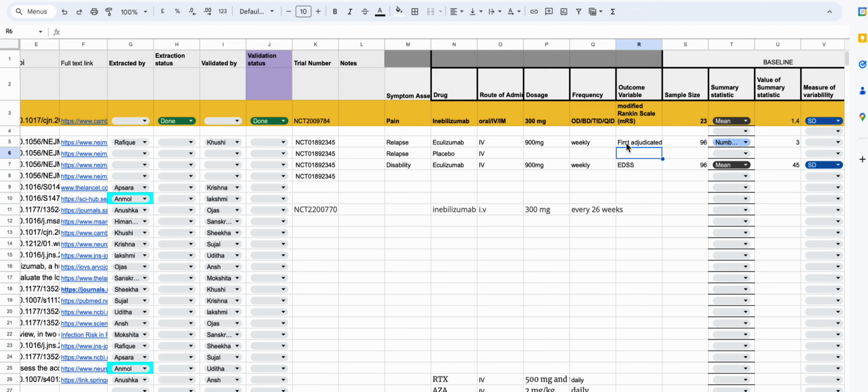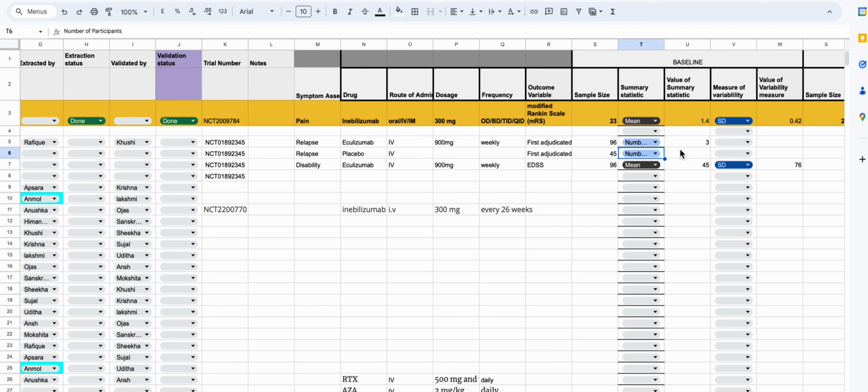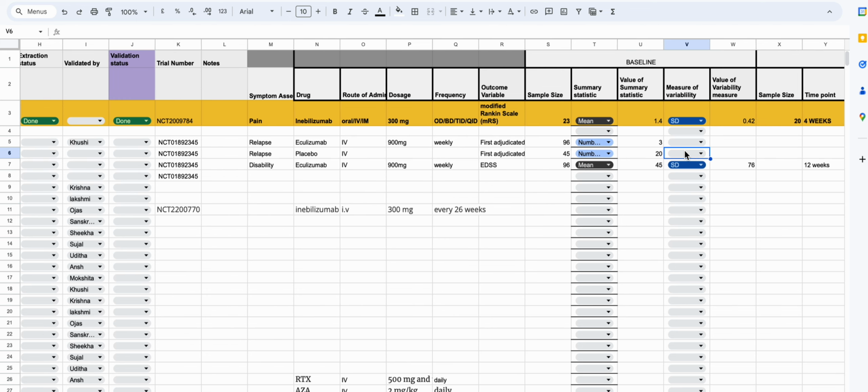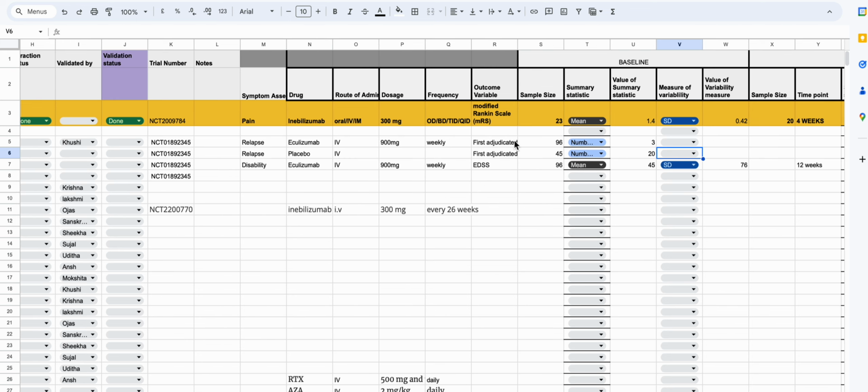And then we would enter the outcome variable. Most probably this would be the outcome variable. Then we would enter the number of people. For example, there would be 45 people. Then number I would be writing, right? And then what is the number of people? I guess I remember it was 20 over there, so 20. And then the measure of variability for this outcome variable would be nothing, because again it is a discrete variable and not a continuous variable. Whereas for EDSS, we would just copy the same thing with disability over here.